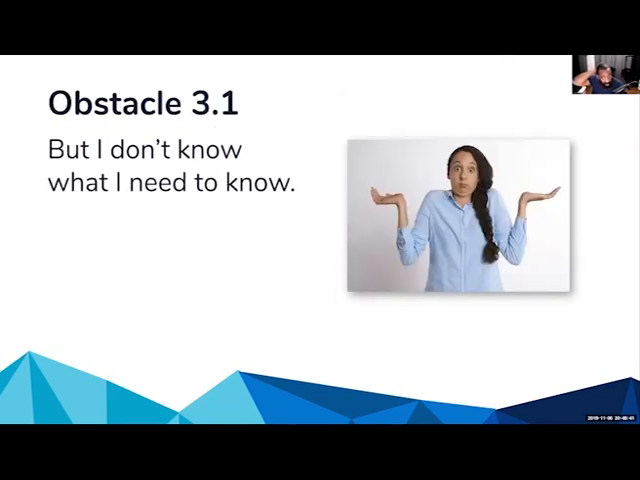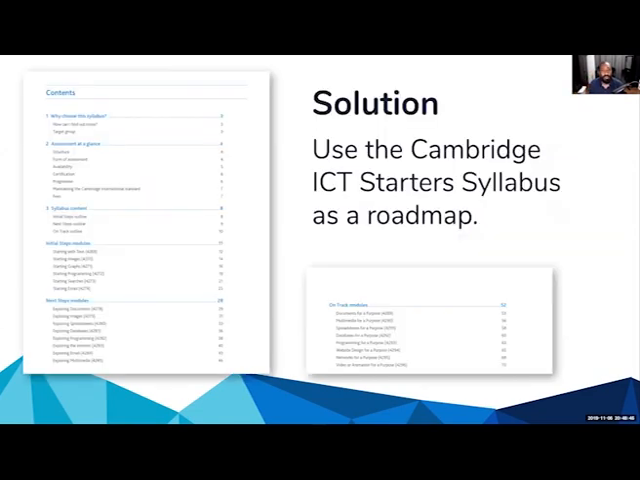Oh, obstacle 3.1. I don't know what I need to know. So if you don't know what to look for, use the Cambridge ICT starters as a roadmap. This is the table of contents from the ICT starters syllabus. All right. This is the initial steps. So these are all the subjects that are in the initial steps module.